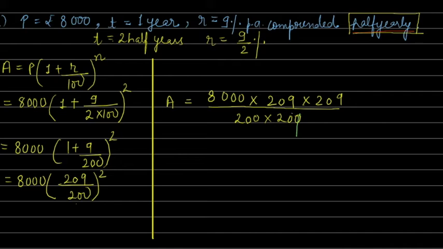If you see 1, 2, 3, 1, 2, 3, these zeros I have cancelled, and if I want to cancel it, this is 20. So 4 2s are 8 and 4 5s are 20. So we have just simplified it. How much will the amount be? Amount is 2 into 209 into 209 upon 5.